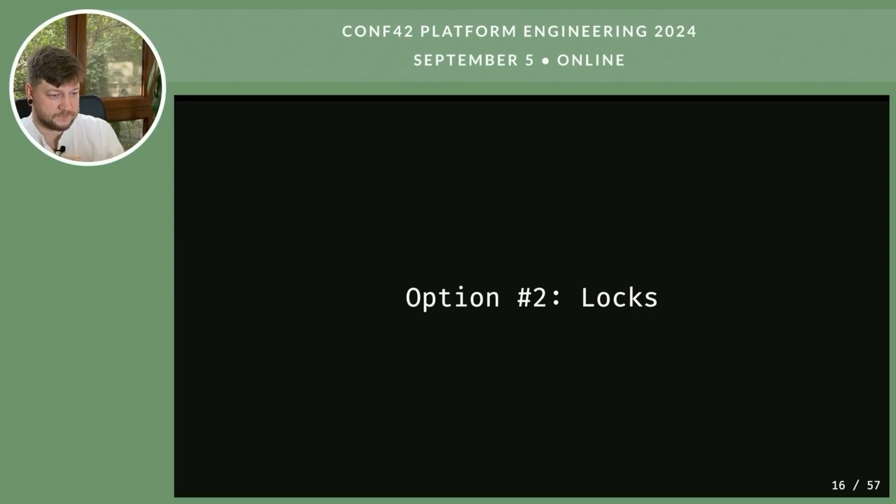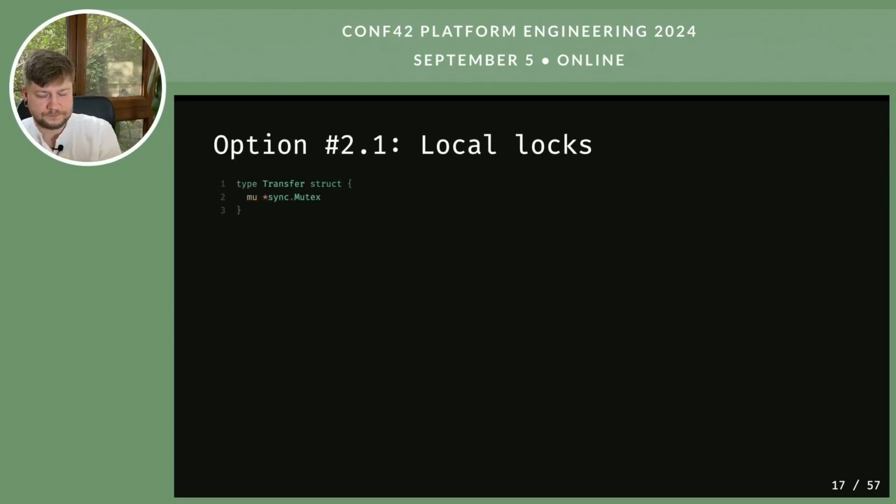Okay, let's try to solve it in another way. Let's try locks. Of course, locks can be implemented in different systems in different ways, but today we'll talk about local locks and distributed locks. Let's start with local locks. In Golang, it can be done via just a mutex object.